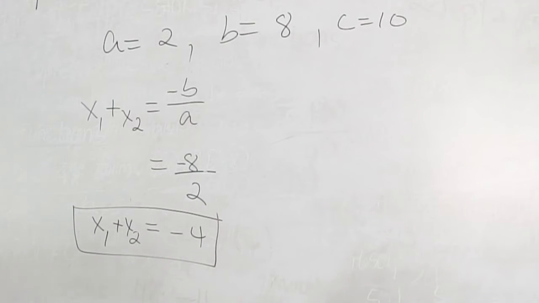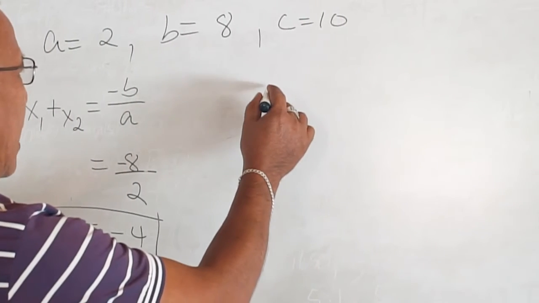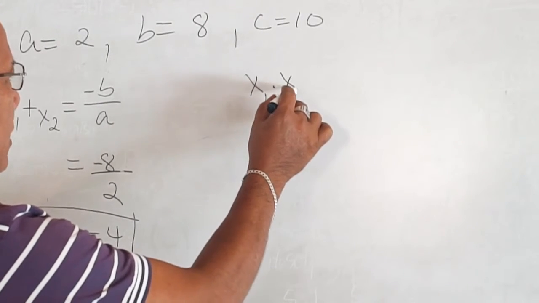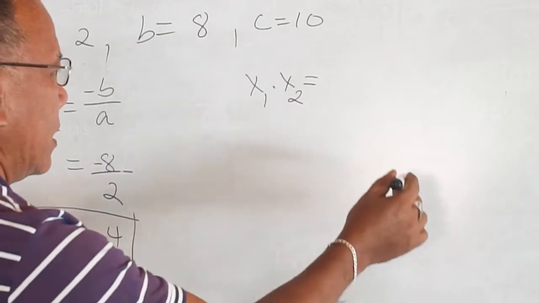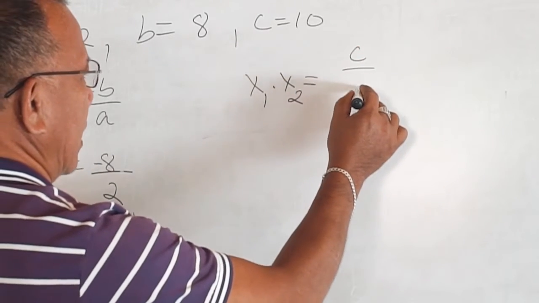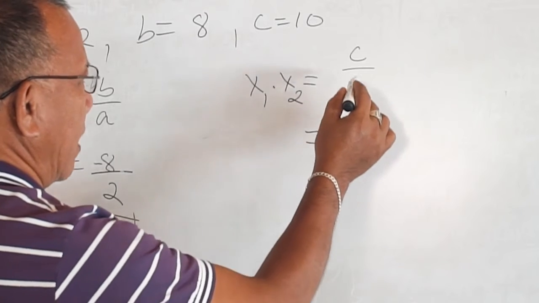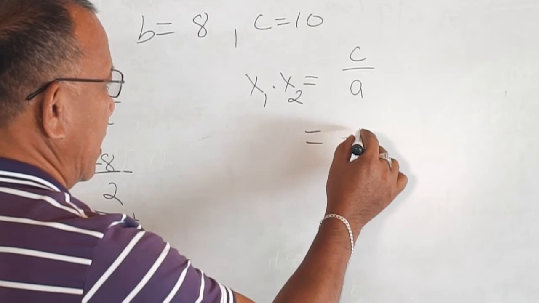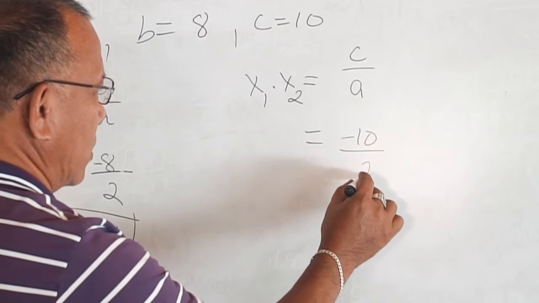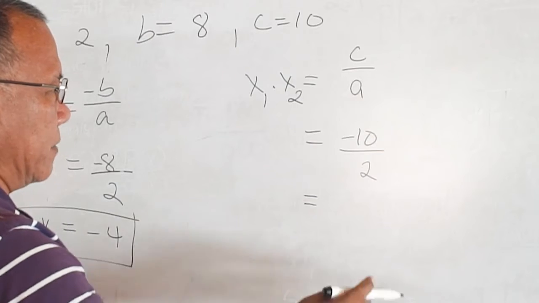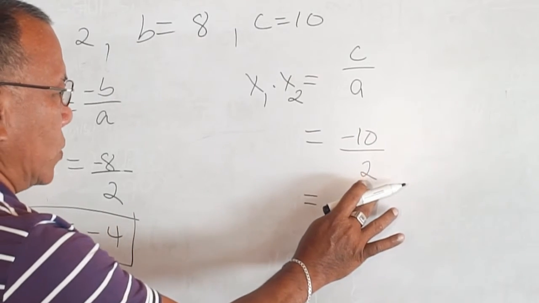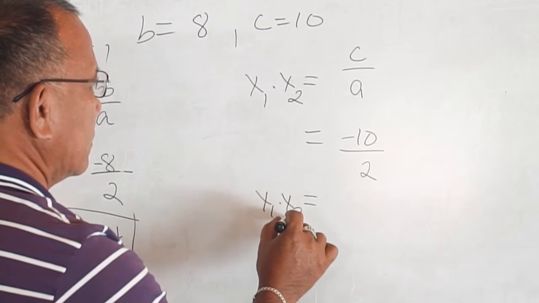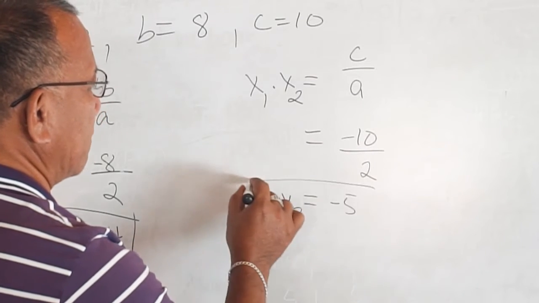Then the product. So the formula, we have x sub 1 multiplied by x sub 2 is equal to c over a. So we have the value of c is negative 10 and the value of a is 2. Then divide: negative 10 divided by 2, so the product is equal to negative 5.